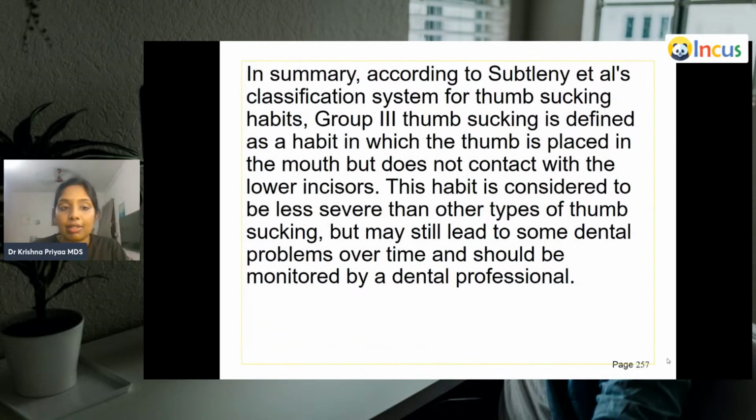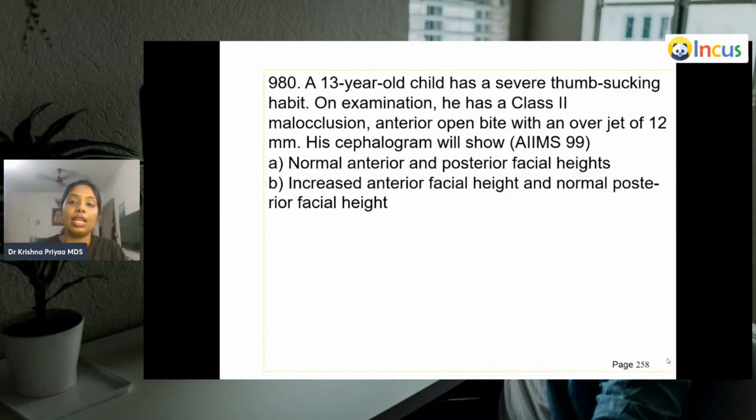Group 3 thumb sucking is defined as a habit in which the thumb is placed in the mouth but doesn't have contact with the lower incisors. Next question: a 13-year-old child has a severe thumb sucking habit. On examination, he has class 2 malocclusion, anterior open bite with an overjet of 12 mm. That is, it is forward so much, and he is 13 years old, so he is still in the growth phase.